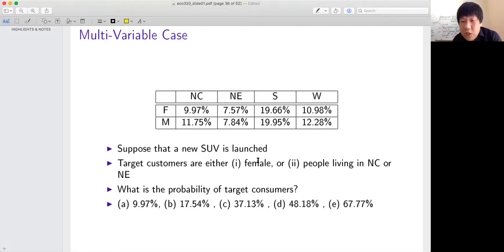But this question is like a female, or, it doesn't matter, it doesn't have to happen at the same time. So that's why you've got to add the probabilities. I'm looking for the probability of female, which is the summation of this top, like 48% or something, and people living in NC or NE. People living in NC is here, NE is here. But since 9.97 and 7.57 are overlapping between the two, we are subtracting that.